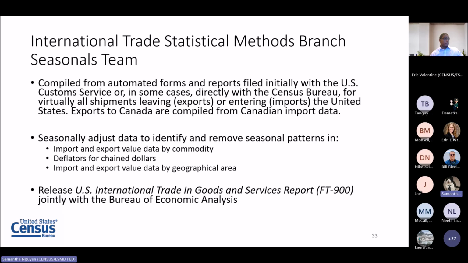The FT900 report provides detailed information on import and export by commodity and end-use categories. The Census Bureau provides detailed information on more than 9,000 export commodities and 18,000 import commodities.